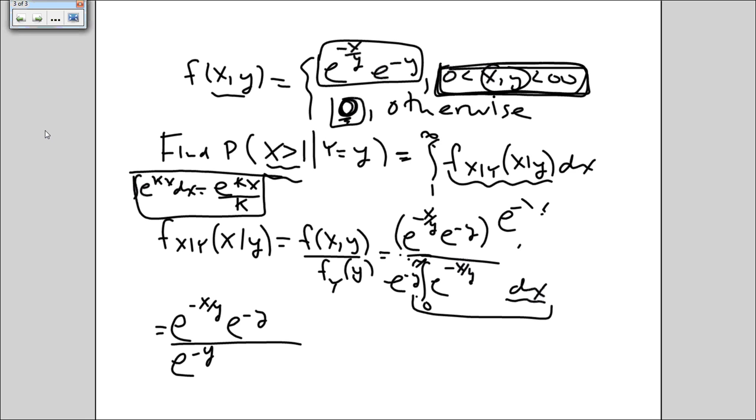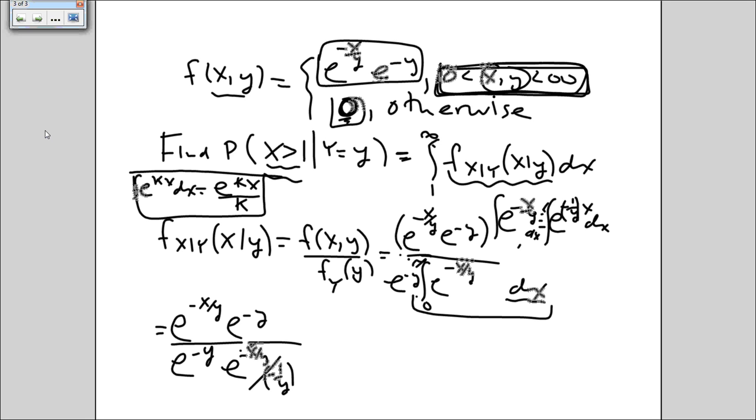E to the negative x over y is the same as e to the negative 1 over y times x. Its power is a constant, negative 1 over y, times x. So I know the antiderivative. I know how to integrate e to the negative x over y dx. It's just what I started with, e to the negative x over y, divided by the derivative of that power, divided by negative 1 over y.